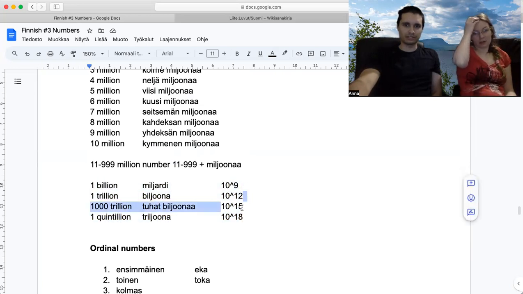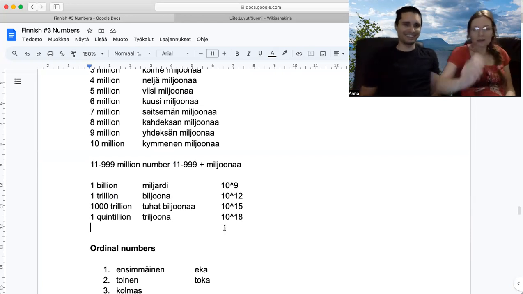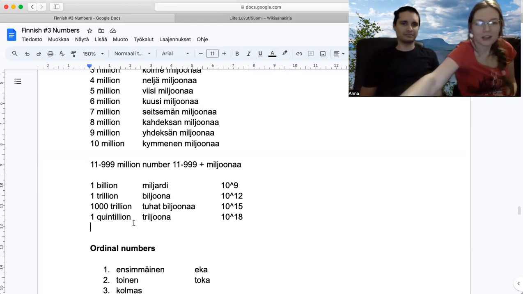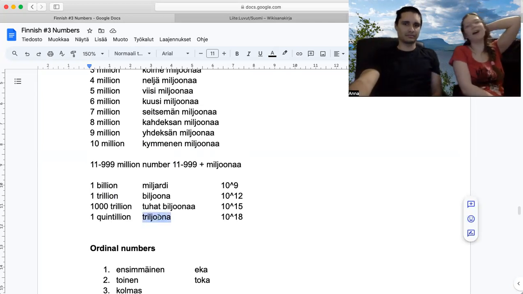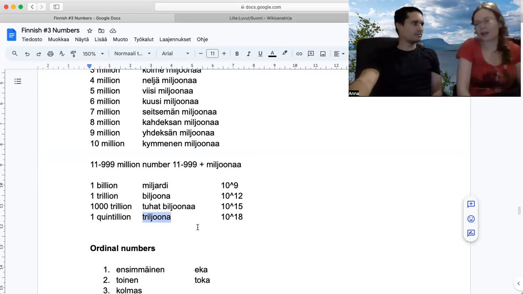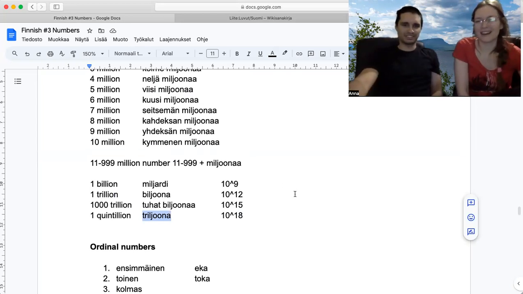Okay, now I am really confused, because in Russian we have billion is also milliard, but trillion is trillion. But I don't even think what is quintillion. I'm bad with numbers. You philologists.